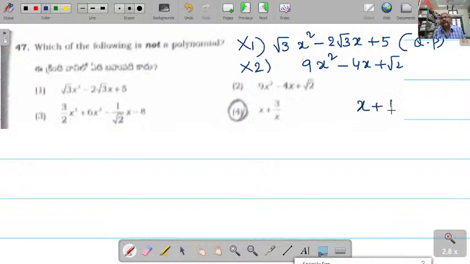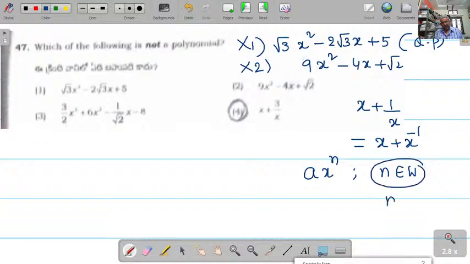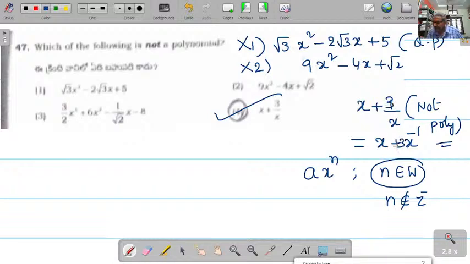The next is x plus 1 by x. X plus 1 by x means we can write x plus x to the power of minus 1. Here the power should not be negative. A polynomial is in the form of a x to the power of n, where n belongs to whole numbers, not negative integers. So it's not a polynomial. So the fourth option is the right option. This is 3 by x, so 3x to the power of minus 1.